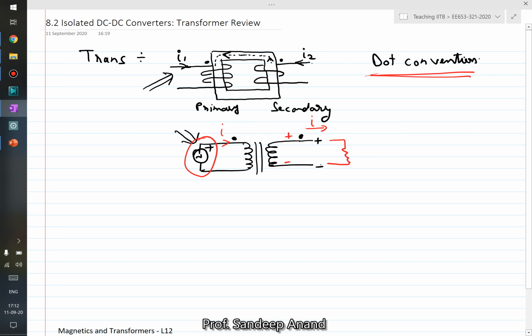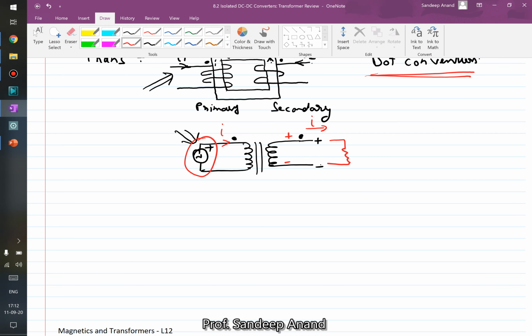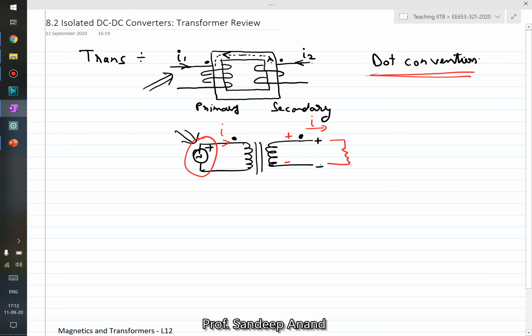Further, one more thing which is fairly popularly taught in this subject, and which we would be using in the circuit, is the equivalent circuit. So if you see the equivalent circuit, this is how the equivalent circuit of a transformer looks like.